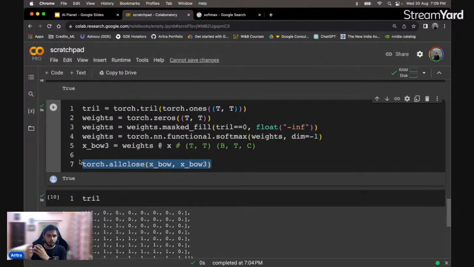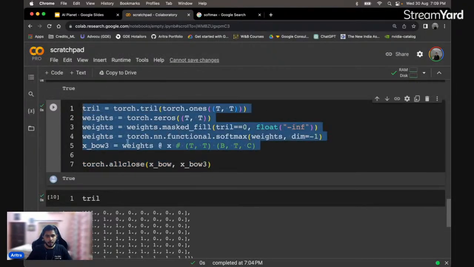That was done in a for loop, then in matrix multiplication, and now it is done in 3 steps or maybe a little more, but in a way that is very intuitive. You have a lower triangular matrix, you have zeros, you mask the zeros with negative infinities wherever you don't want those future tokens to take part. Put that inside of a softmax, you get normalized weights, and now you do a matrix multiplication with the inputs, and that gives you the actual x bow that we had first begun with.